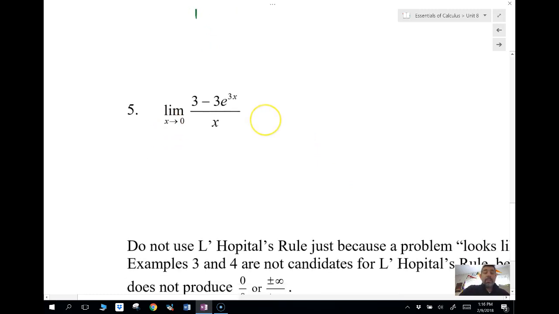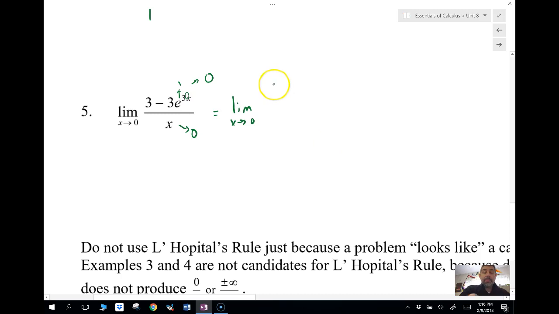Okay, let's try this one. Limit as x approaches 0. So I plug in 0 here. This is going to give me 1. That's 3 minus 3, which is going to give me 0 on top and 0 on the bottom. All right, so I can use L'Hopital's rule. So let's L'Hopital it.